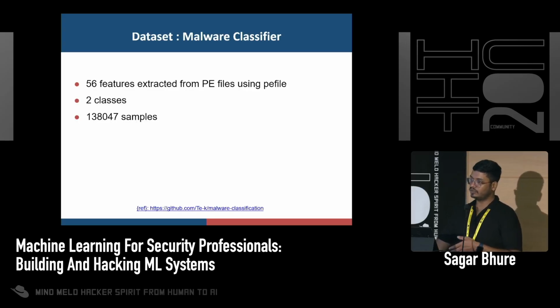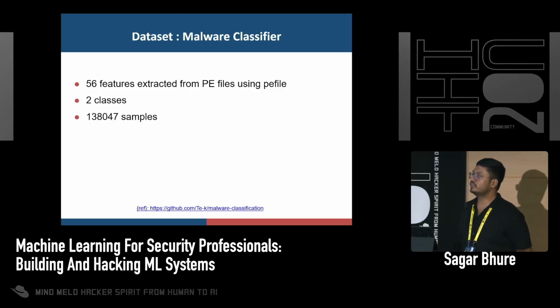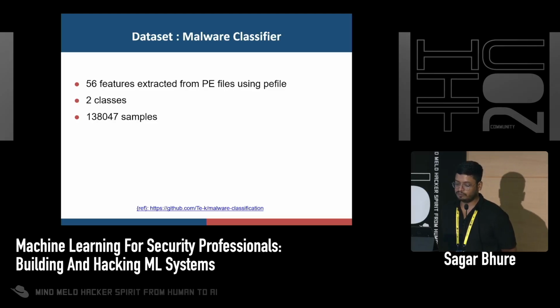So we'll go to the next demo, which is the malware classifier. What it will do is try to classify an exe file or a binary file as malware or not, just a two-class classification problem. The next demo had 138,000 samples of malware, and there were 56 feature sets which were extracted from the PE file using the pefile command line tool.